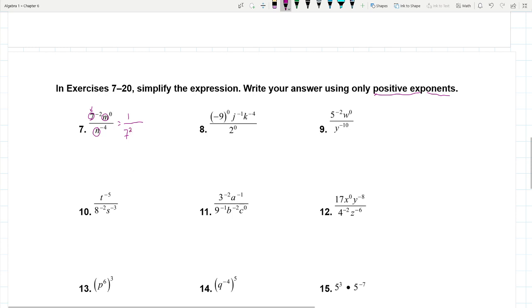Now I'm going to do the m to the 0. M to the 0 is 1. N to the negative 4th, that negative 4 tells me we're on the wrong side of the fraction bar, so I need to take it up above, and I go n to the fourth. Now I need to simplify this. 1 times 1 is 1, times n to the fourth is n to the fourth, and 7 squared is 49.